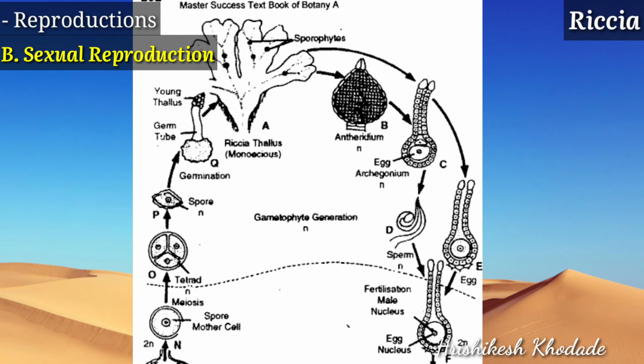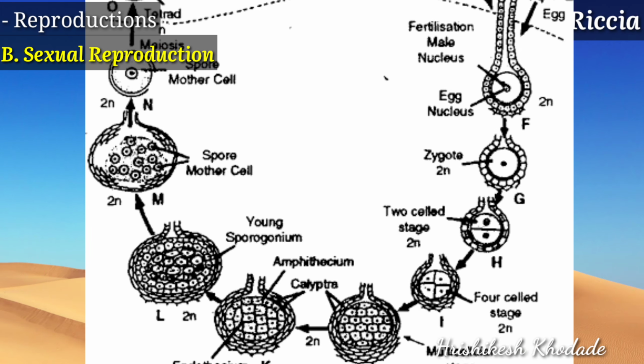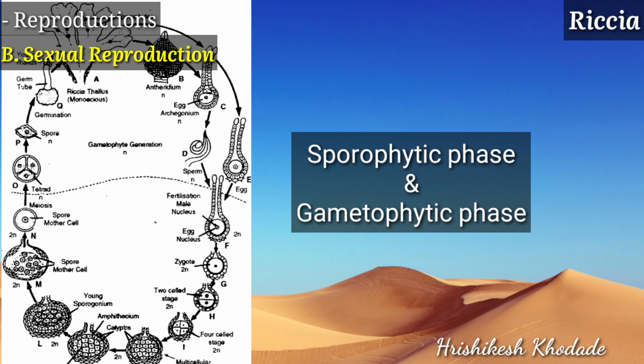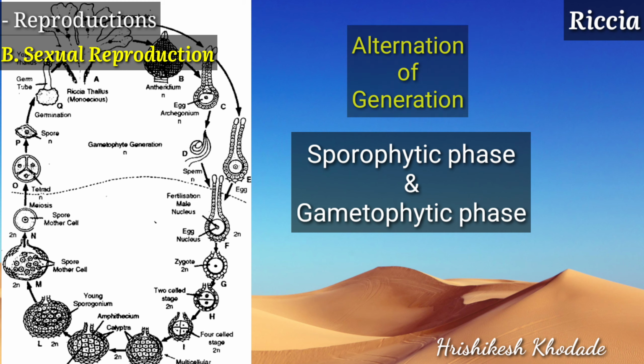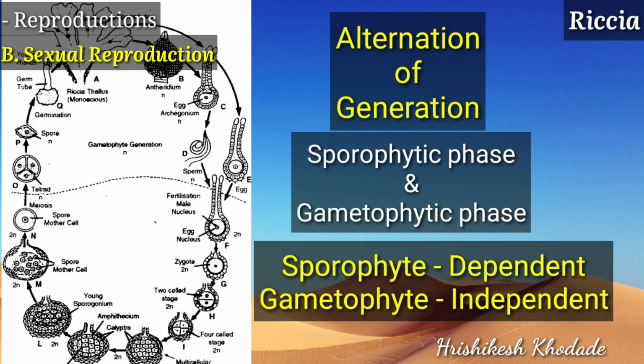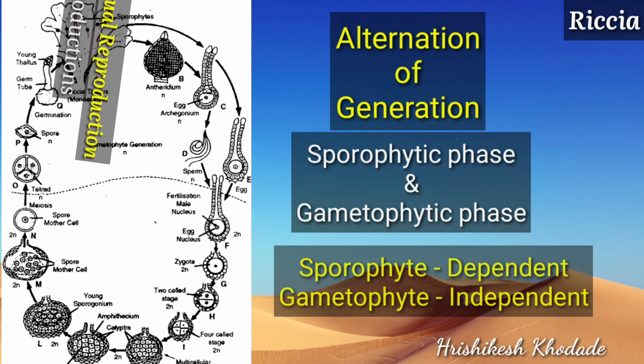So here I am presenting the diagram of overall reproduction in Riccia. There are 2 phases, sporophytic phase and gametophytic phase. Sporophytic generation and gametophytic generation are the 2 parts of the generation in the overall life cycle. That's why it is called alternation of generation. But remember, the sporophytic phase is very small, whereas the gametophytic phase is very large. And the gametophyte is independent and the sporophyte is dependent upon the gametophyte.